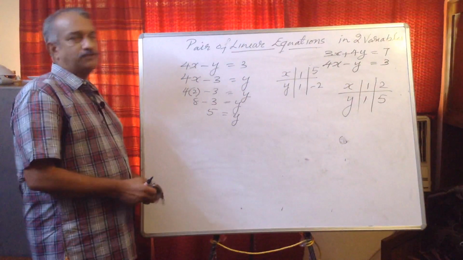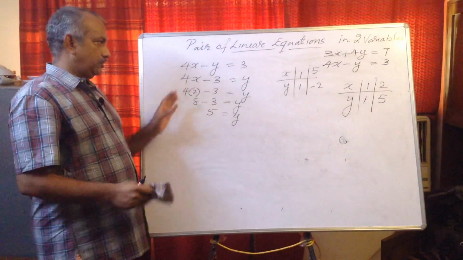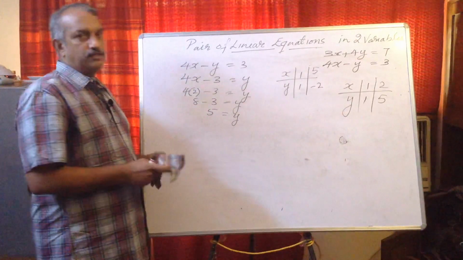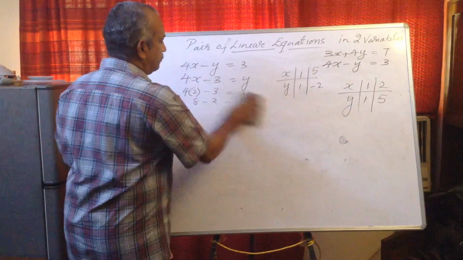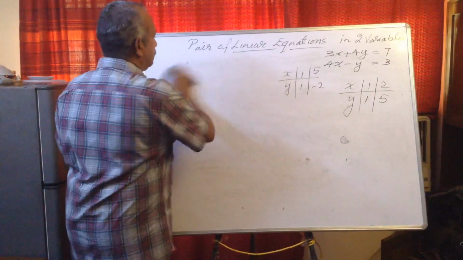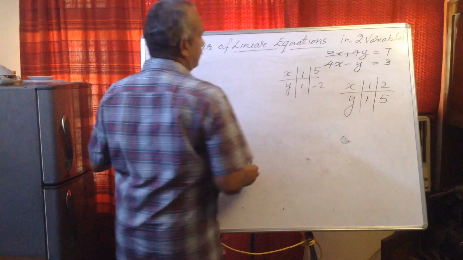So two solutions for the second equation also. I am not repeating it because how to find solution of a linear equation in two variables you have learned earlier. So find at least two solutions. Now I am going to draw the graph.